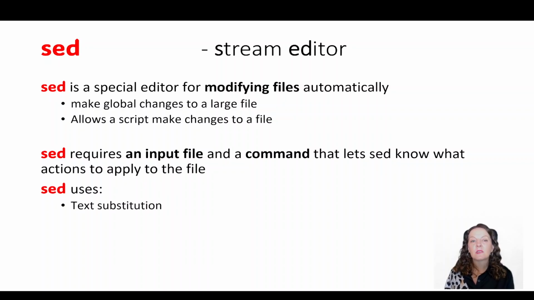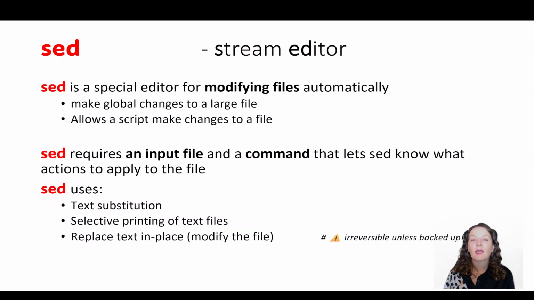So it uses text substitution. You can print specifics in a text. By printing out, I mean printing it to the standard output, printing it to the screen, showing the user what are all the names. So you can have selective printing of files. You can replace text in place.